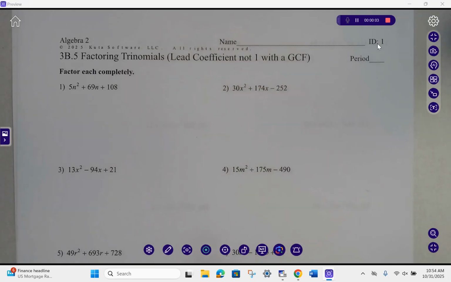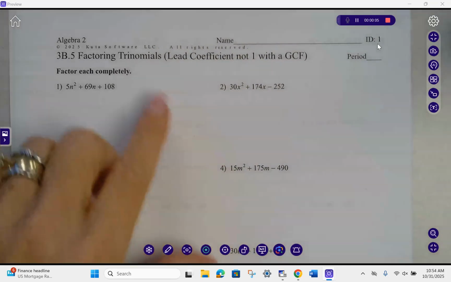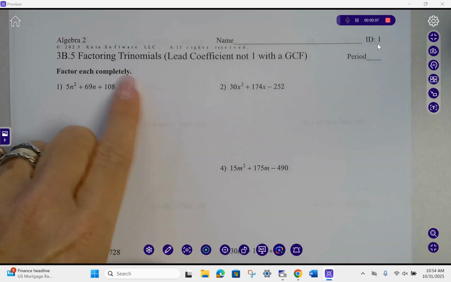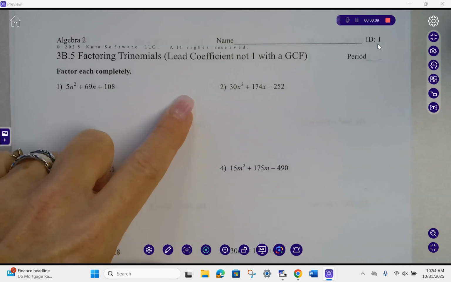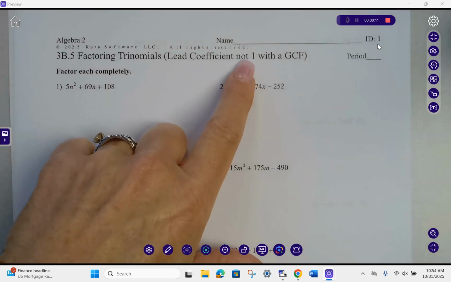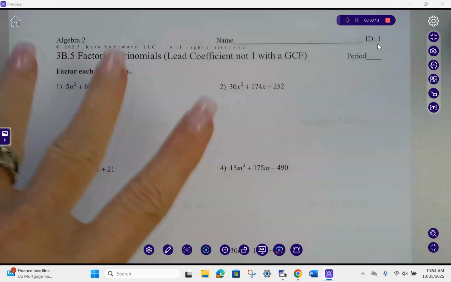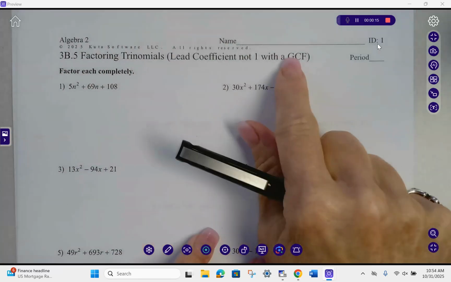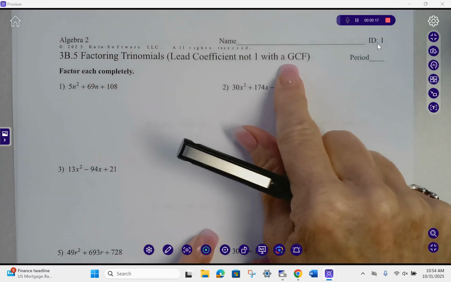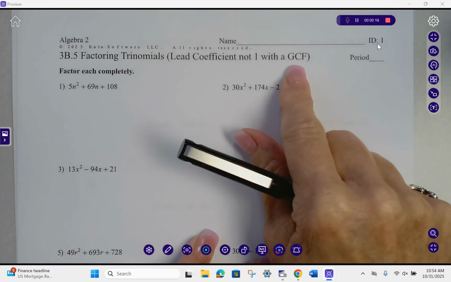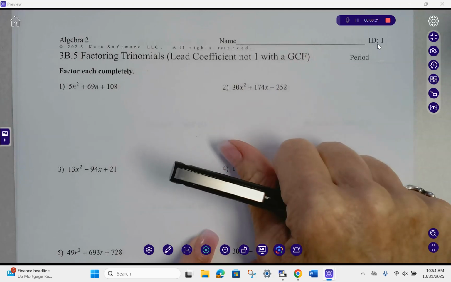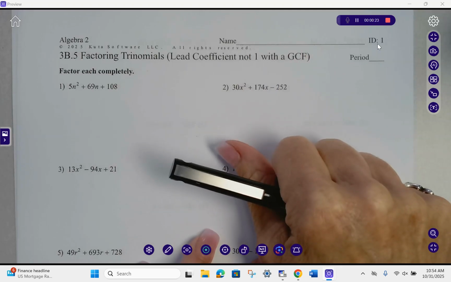All right, students, today's assignment, still factoring, still working with trinomials. The lead coefficient is something other than 1. We're still factoring by grouping, but now we will have a greatest common factor to take out. So this is the extra step we're going to be taking, is finding that greatest common factor.